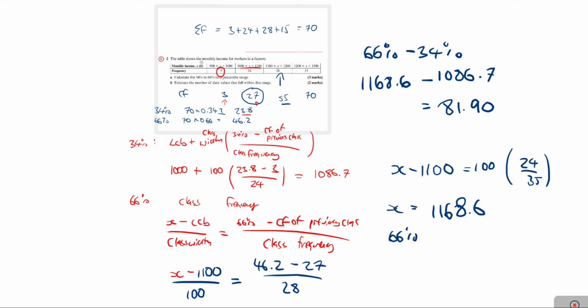Obviously here the percentile range is in pounds, so it's always good to put some units if you can, and the units you use is whatever the class is. So here it's monthly income.